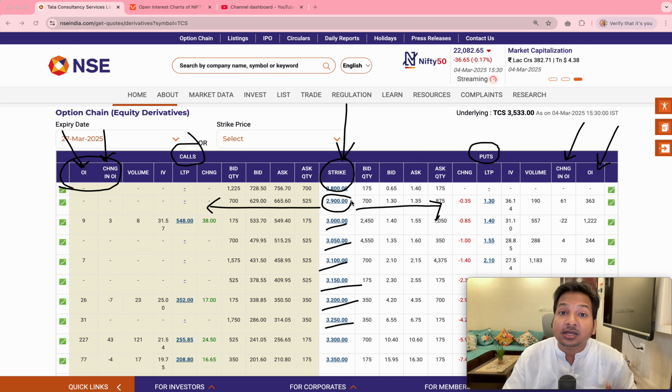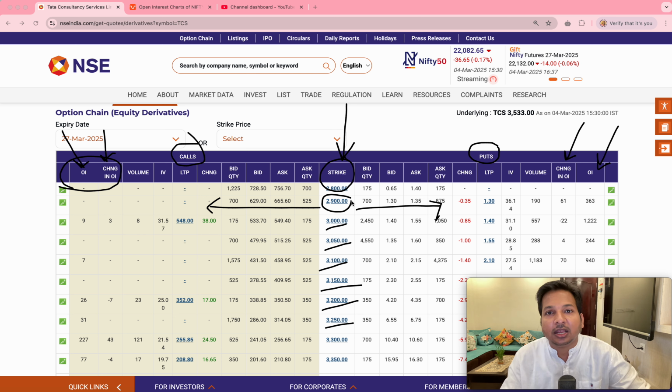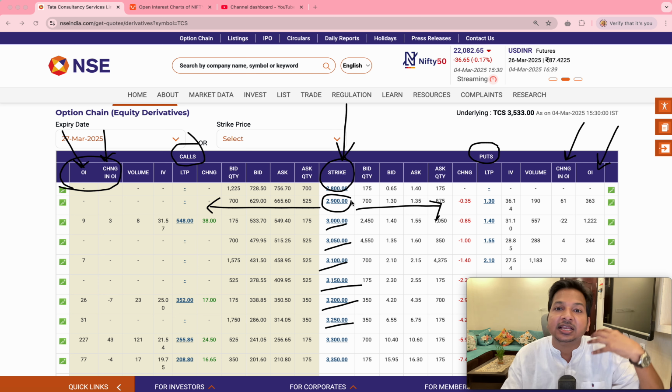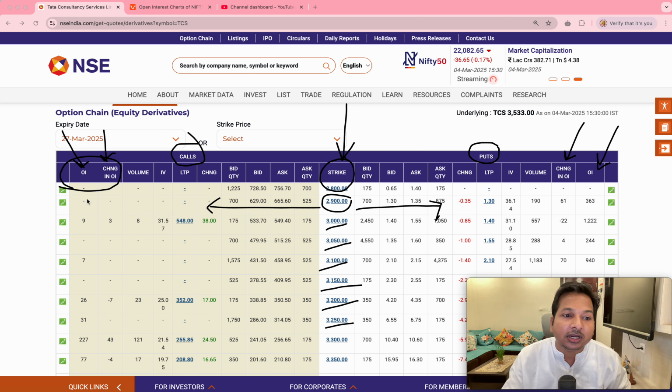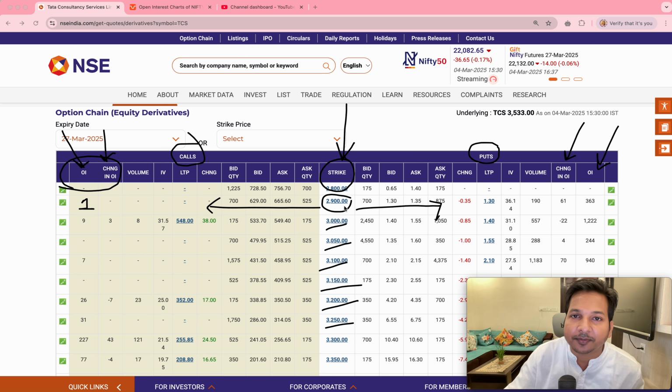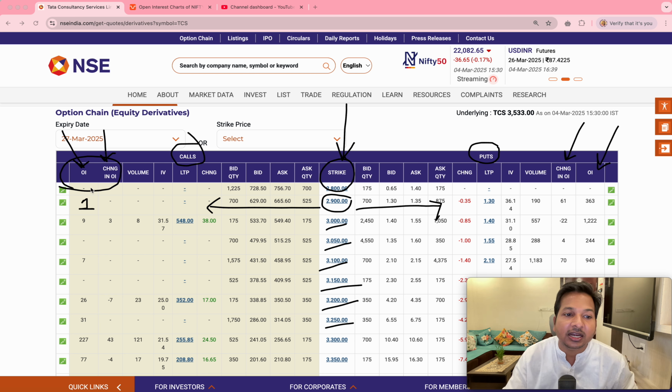I want a seller. If I want to buy, I need a seller who is sure that TCS will fall, and I am sure that TCS will go up. So we both will exchange the contract, and there will be one contract generated with a buy and a sell. That is called OI at the 2900 strike price. Currently no OI is available, which means nobody is trading at this strike price.